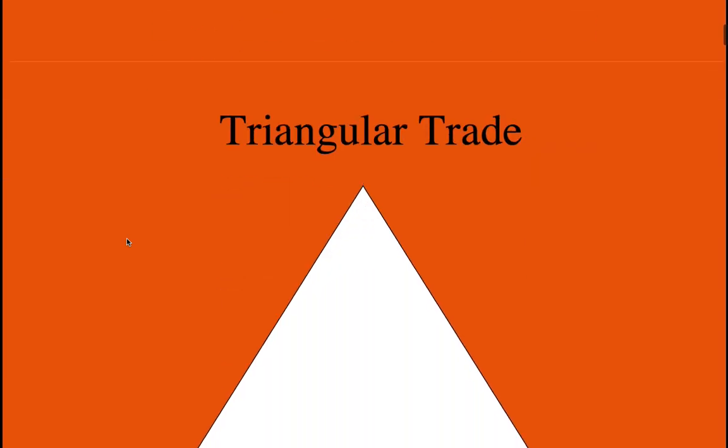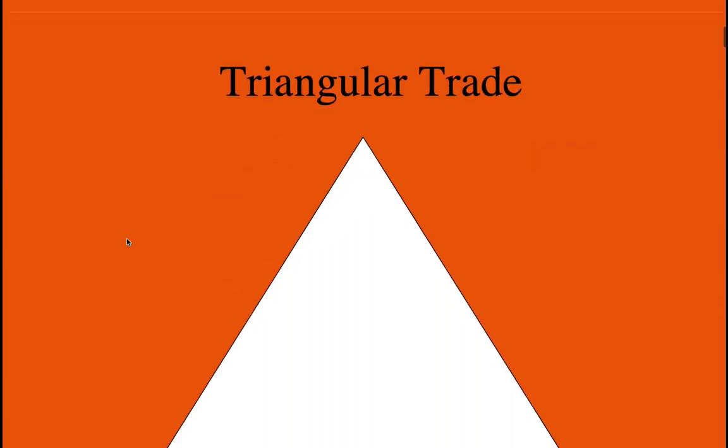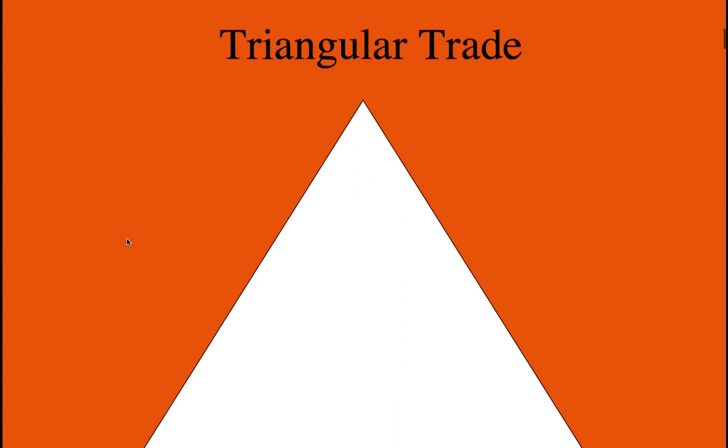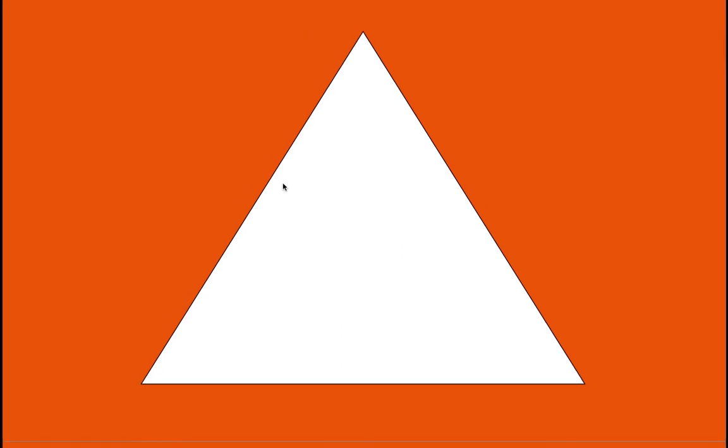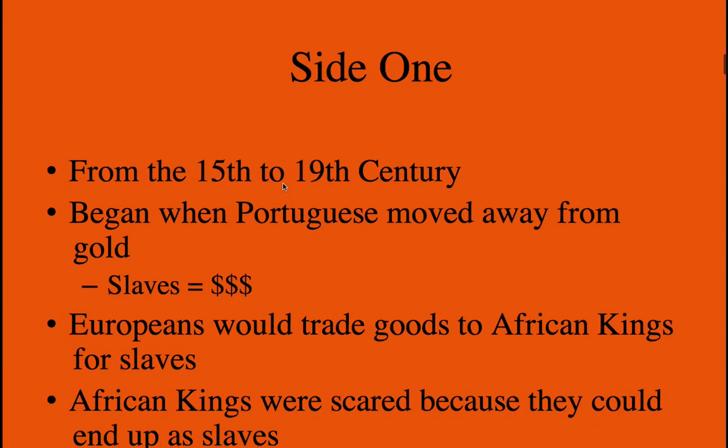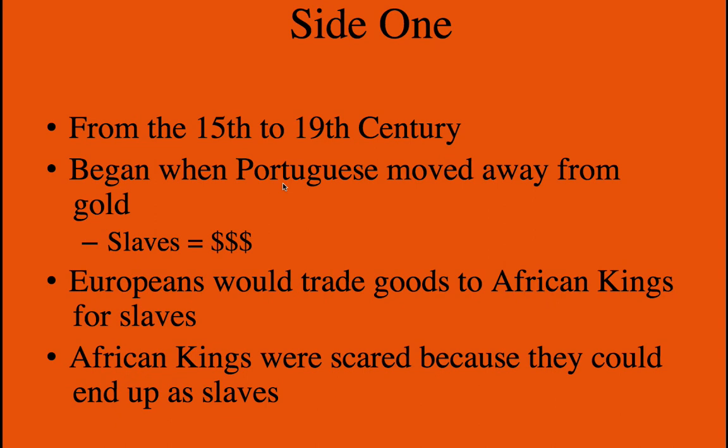Before I start telling you a little bit of the history of Amistad, we have to know a little bit of history about the Atlantic slave trade. The Atlantic slave trade is referred to as the triangular trade. There are 3 sides to the Atlantic slave trade, hence a triangle. So, side 1.